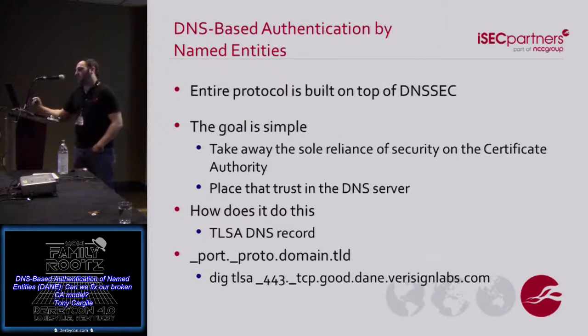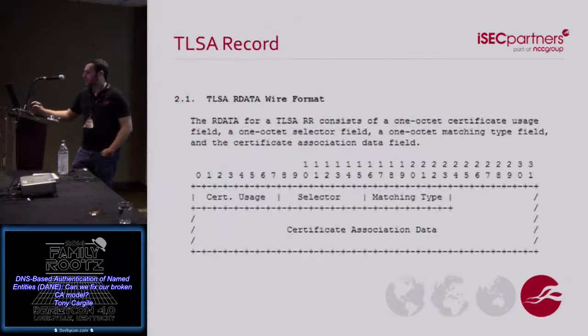So how does it do this? It uses a new record type, a TLSA DNS record type, and it creates a record on the zone in this style right here. So it's going to be your port, your protocol, and then your domain name. So say this is an HTTPS session on port 443, then this would be the domain name. And inside this zone, you're going to see this domain name with a TLSA record. And so what does that TLSA record look like?